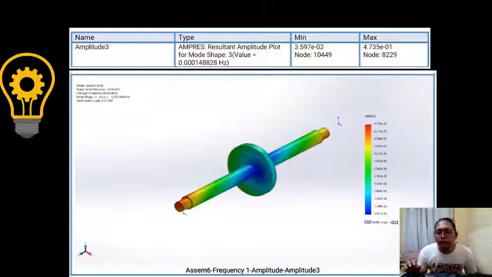As you can see in the video, when the shaft and disc turn, both ends of the shaft are the most affected area, the red part, while the middle one is less affected, since in the third frequency, the vibration comes from both ends of the shaft.